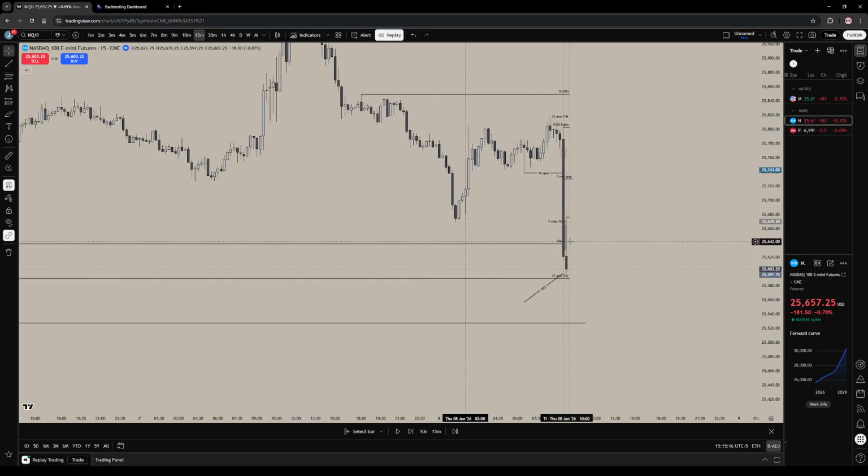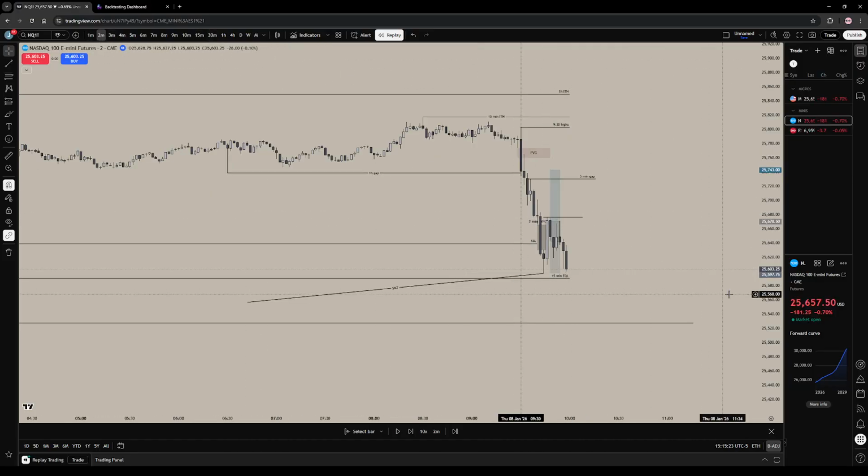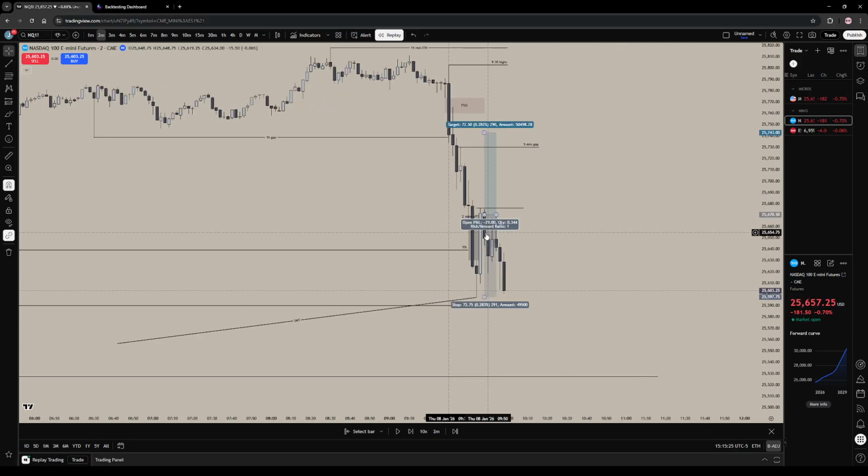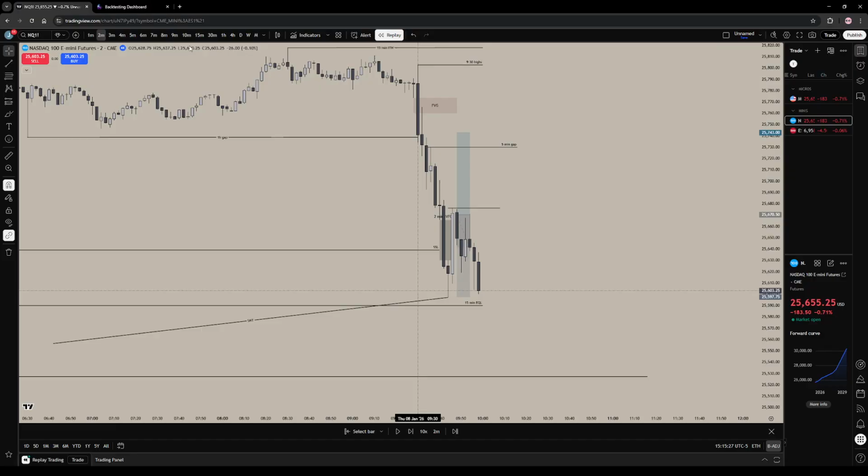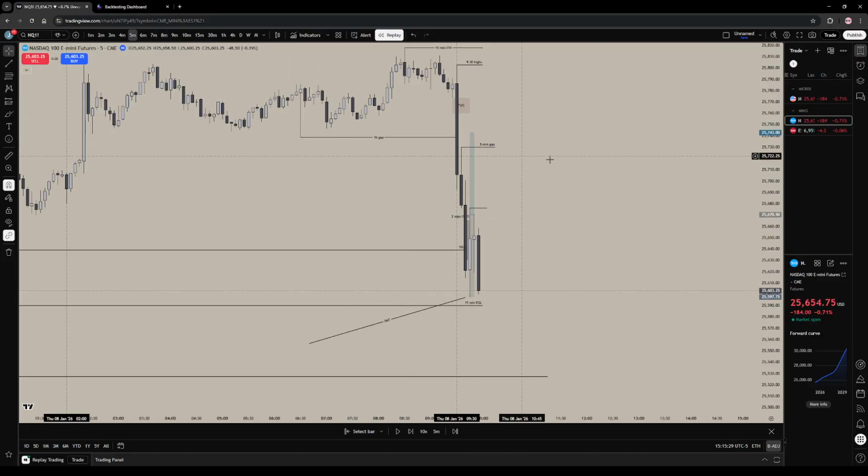Obviously, you can see now that we displaced through it, but at the current time, we were holding and respecting that gap. And then from there, what I saw was an instant displacement through a 2 minute IFEG, with a 5 minute to target above.